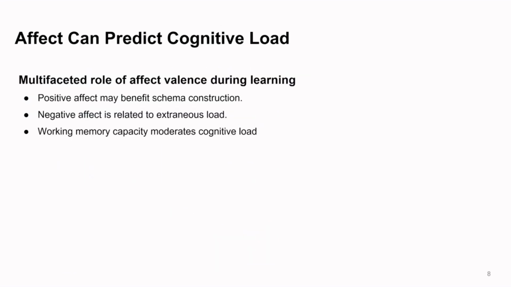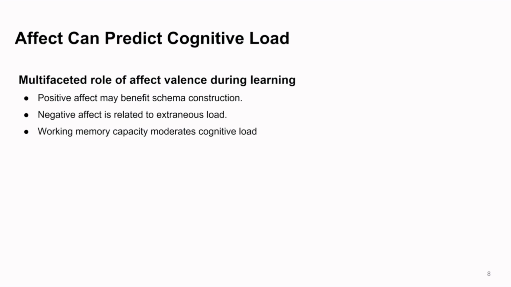So now we know affect can predict cognitive load. Particularly, positive affect can predict the germane load, indicating that it may benefit schema construction. In contrast, negative affect is related to extraneous cognitive load, which is non-task related and usually should be minimized in learning. In addition, working memory capacity showed as a moderator, which was expected.